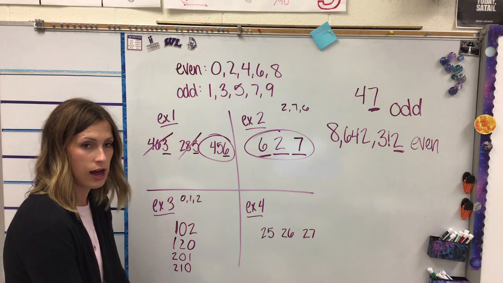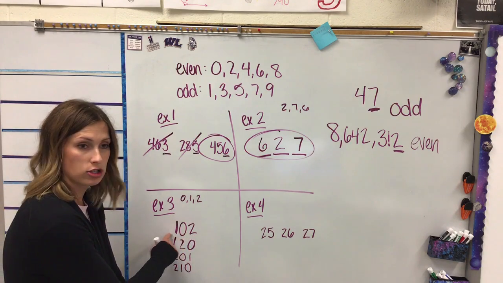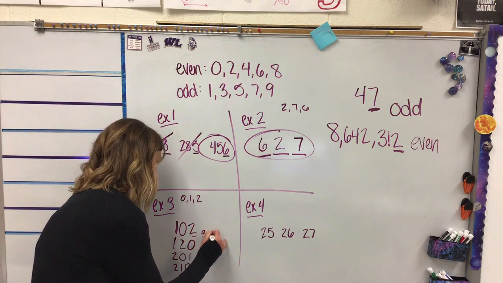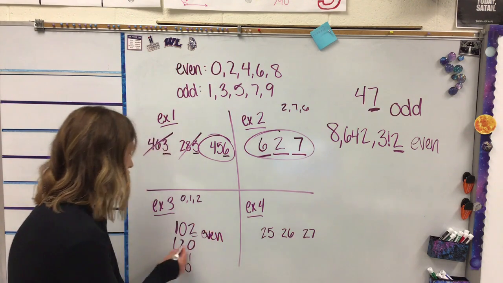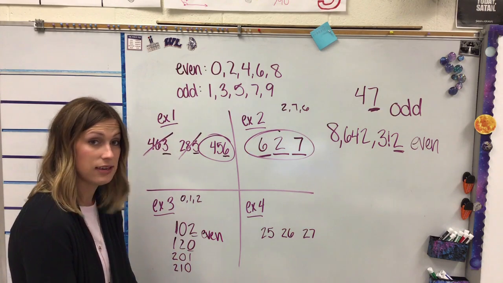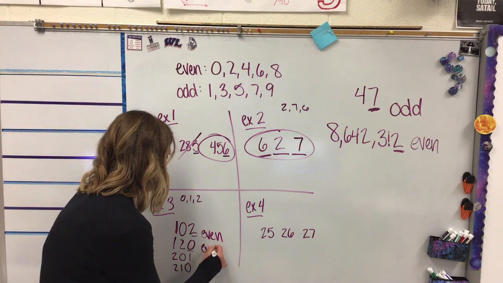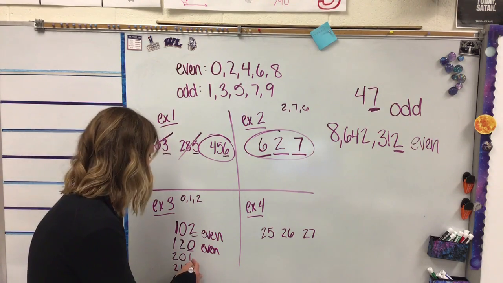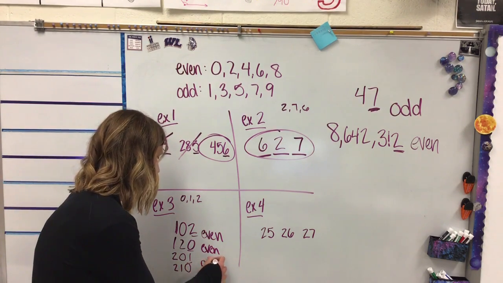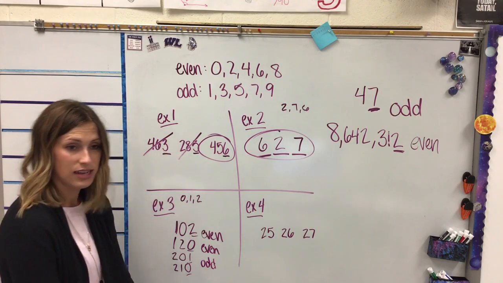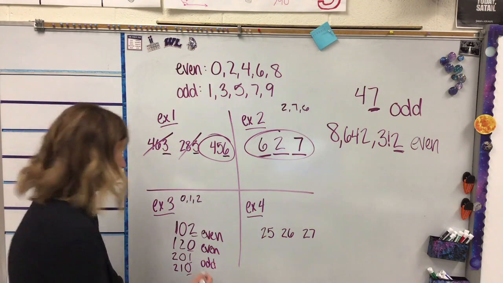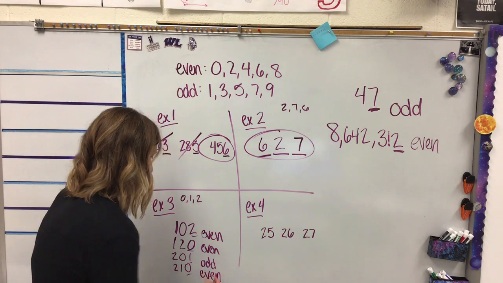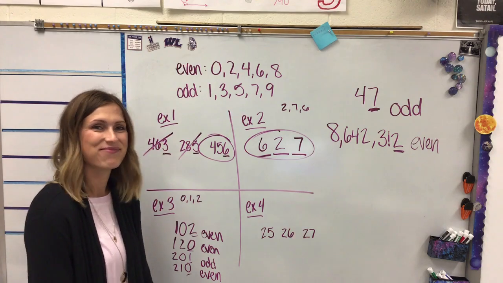Now let's go even or odd. 102 ends in a 2. 2 is even, so the whole number is even. 120 ends in a 0. 0 is even, so the whole number is even. 201 ends in a 1. 1 is odd, so the whole number is odd. 210, 0 is even, so the whole number is even. Excellent. That's all we need to do for that one.